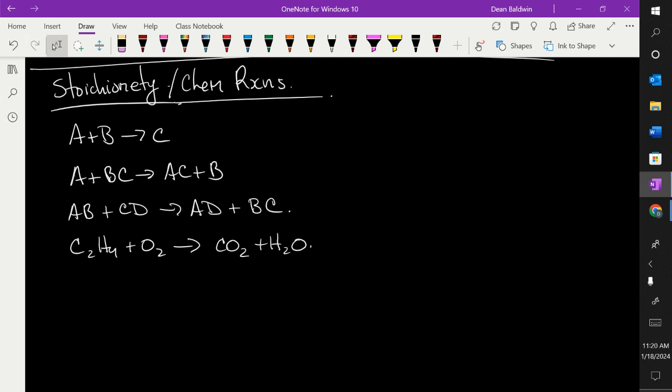That's kind of the general form that they would write the chemical reactions. So the first one, A plus B going to C: two elements or two molecules, usually two elements, combined to form a single molecule. What type of reaction is that? That's a synthesis reaction.